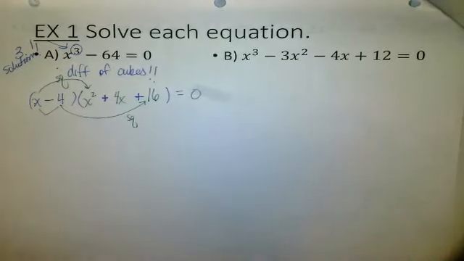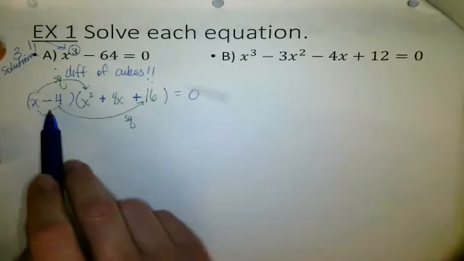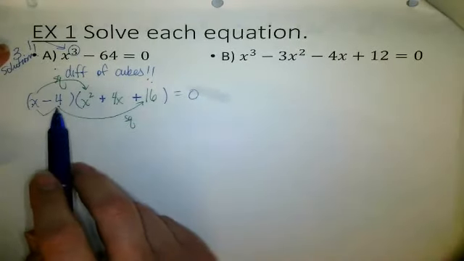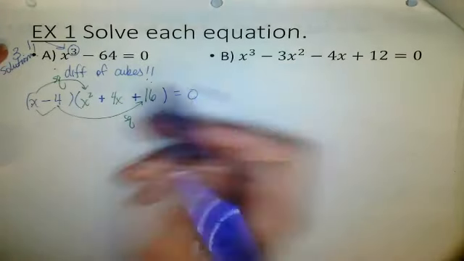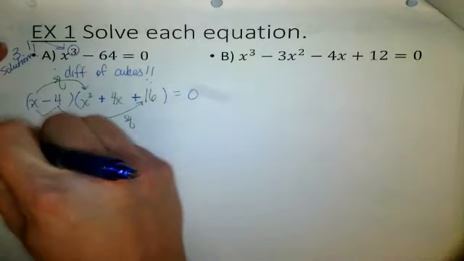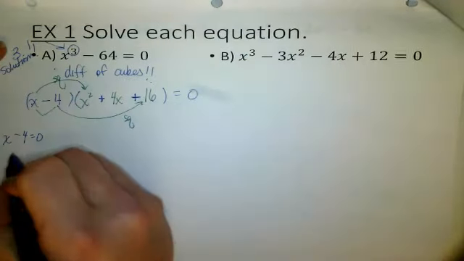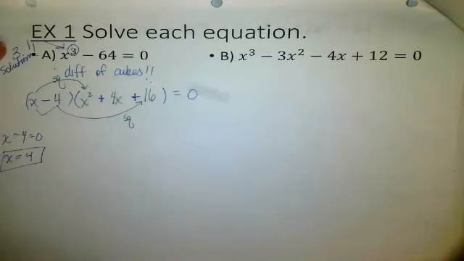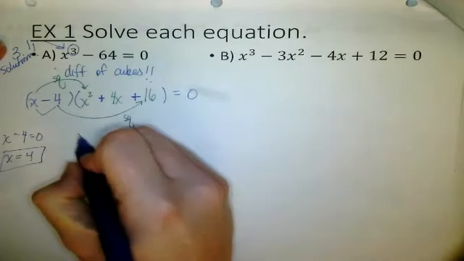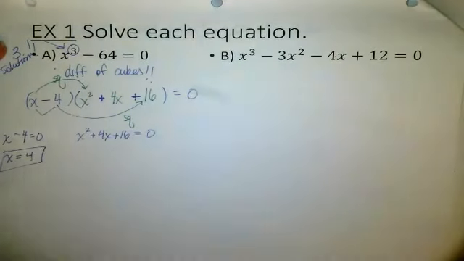All right, so now that we remember that, that's why I did this one, because it's been a while, right? Since it's set equal to 0, we're going to set each bubble equal to 0. So x minus 4 equals 0, which means x equals 4. That was the easy answer. But we also have x squared plus 4x plus 16 equals 0.